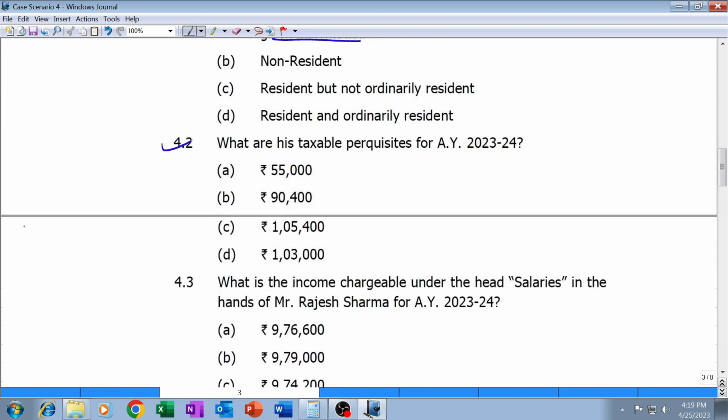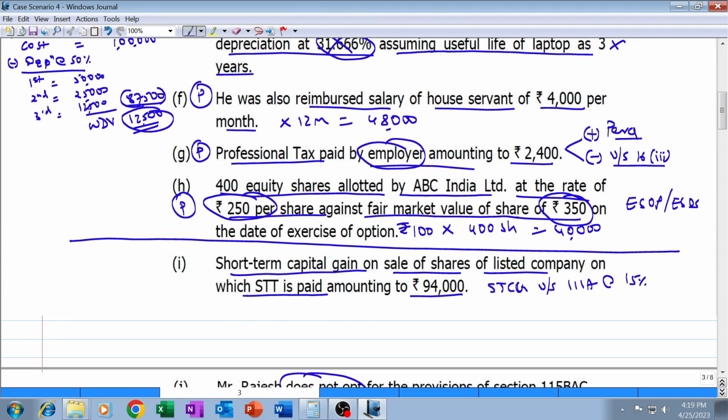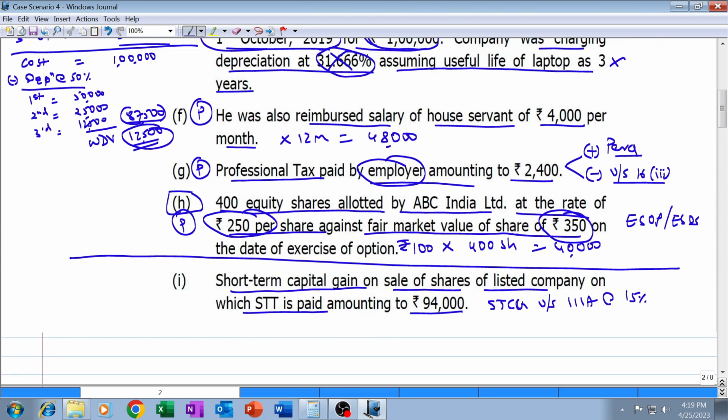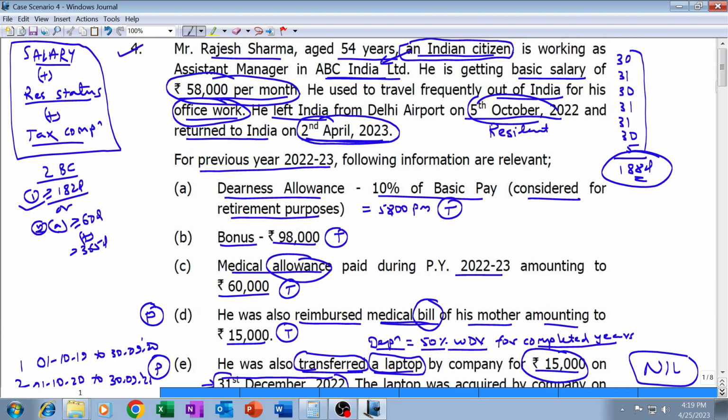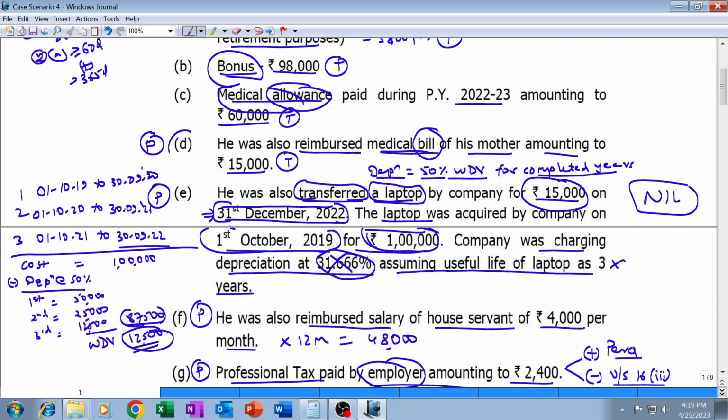Second, 4.2, what are his taxable perquisites for AY 23-24? Taxable perquisites, so out of A, B, C, D, E, F, G, H, I, salary ends at point number H, and out of them, if you observe, basic salary is 58,000, which is not perquisite. Then dearness allowance is also not a perquisite. Bonus is also not a perquisite. Medical allowance is also allowance. Perquisite is D. We have already placed markings because I already knew about it.